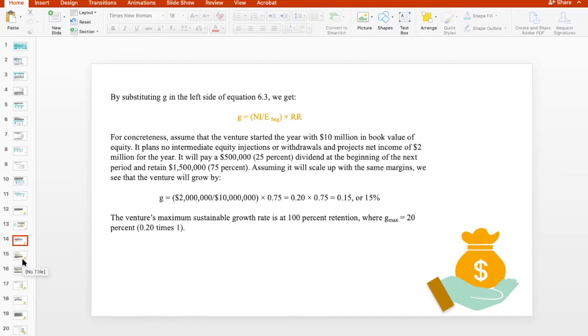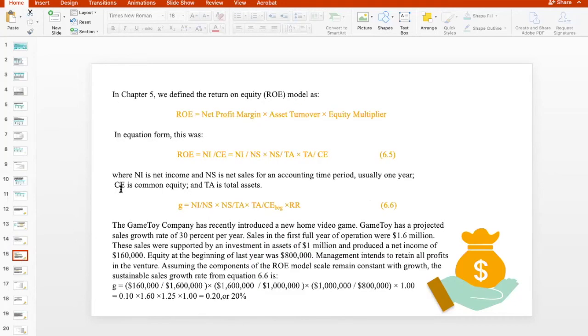We will see it later in more detail. Now remember, in the previous chapter 5, we defined the return on equity model as, so the ROE, which is the net income divided by the common equity. So there is another formula for the ROE, which is the net profit margin times the asset turnover times the equity multiplier. Remember, the net profit margin is equal to the net income divided by the net sales, while the asset turnover is equal to the net sales divided by the total assets, while the equity multiplier is equal to the total assets divided by the common equity.